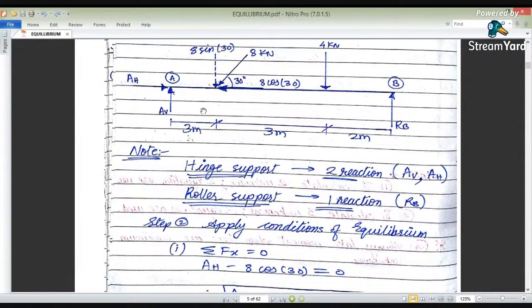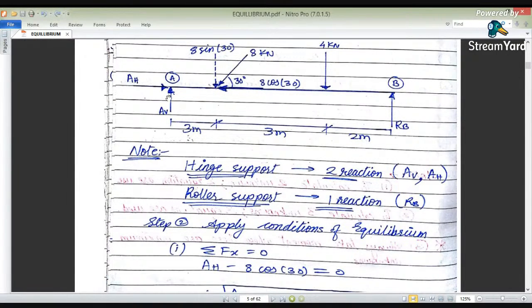What is the distance for this? Vertical force into horizontal distance, so the distance is 3 plus 3, that is 6. So 4 into 6 will be again acting about A. What about this B acting about A? It will be in an anti-clockwise direction, because we are rotating about A.